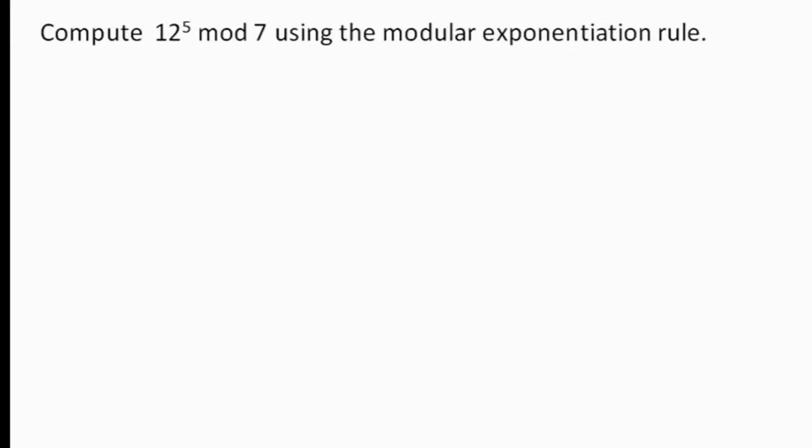So we're going to compute 12 to the 5th mod 7, and without any tricks here, this would be kind of difficult because 12 to the 5th is like 248,000 and would be a pretty big number to deal with. But the modular exponentiation rule says 12 to the 5th mod 7 can also be written as 12 mod 7 to the 5th mod 7. In other words, I can first find the modulus of 12, raise it to the 5th, and I'll end up with the same result. Now this is nice because 12 mod 7 is 5.